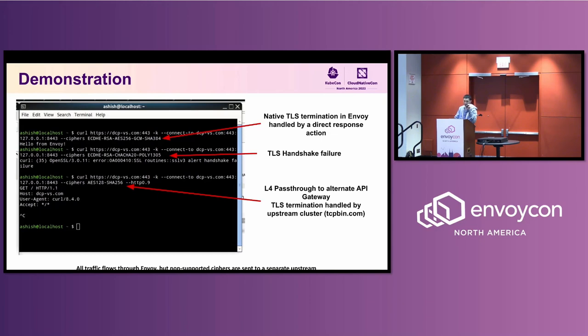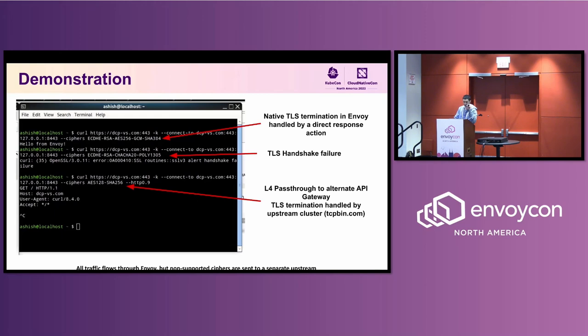The next one is a ChaCha20 TLS cipher. Now this one is actually natively supported in BoringSSL, but we did not mention it in the list of TLS ciphers that we provided in the previous slide. So Envoy doesn't use it, and it simply returns a TLS handshake failure.